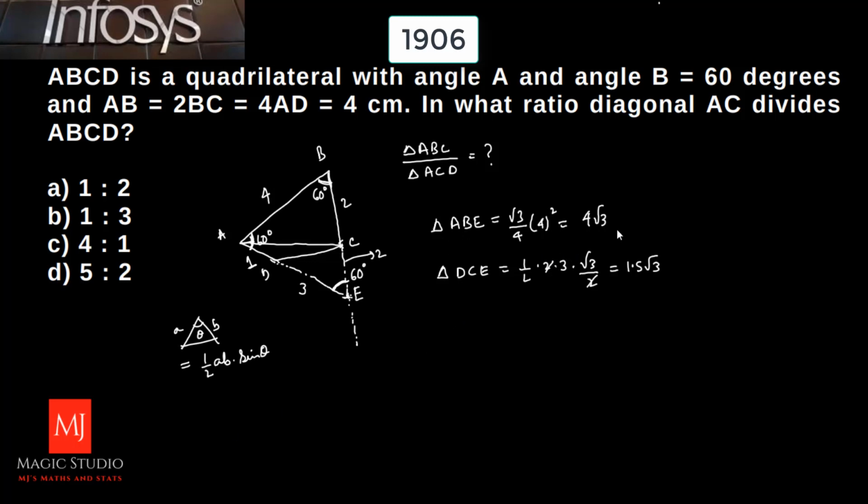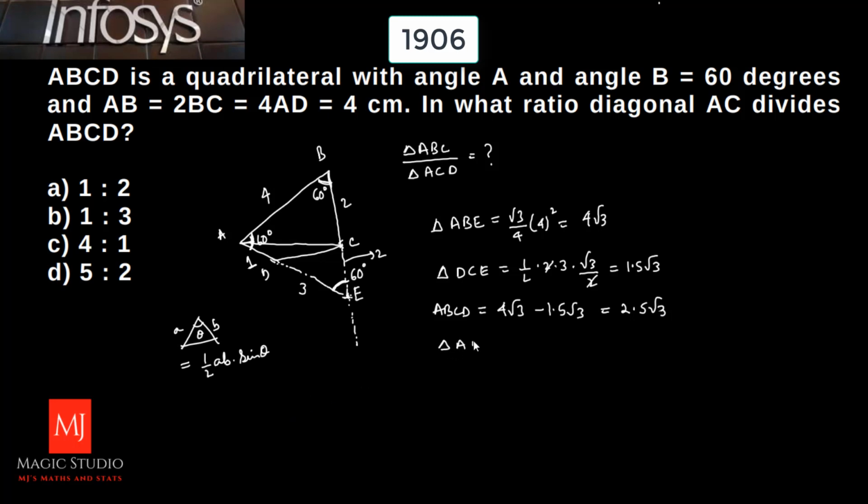So ABE is 4 root 3. Triangle DCE area is 1.5 root 3. So if I subtract these two, I'll get the area of quadrilateral ABCD. Area of quadrilateral ABCD is 4 root 3 minus 1.5 root 3, that is 2.5 root 3.